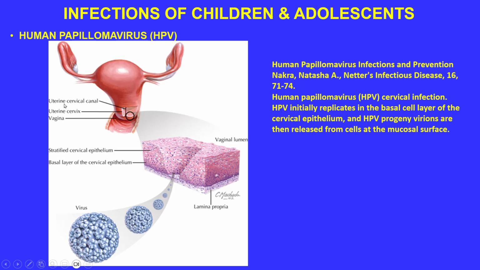So what you have here, as you can see, this is an examination here of the vaginal lumen. You have the stratified cervical epithelium here. You have the basal layer down there. And of course, the basement membrane, the lamina propria. And so once you start having the virus settle in, infect, and replicate, it's going to continue to replicate and eventually produce more progeny on the surface and then below it.